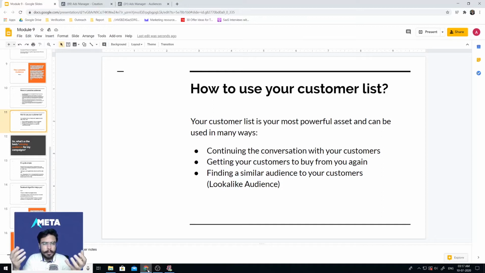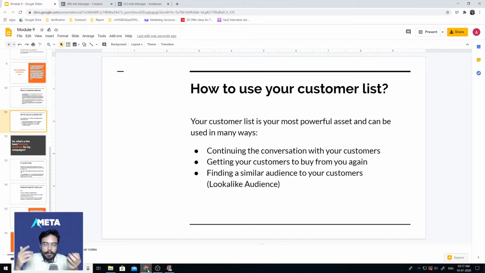Since we spoke about customer lists, email IDs and phone numbers, the database that you can upload on Facebook, where else can you use these customer lists? See, if you run a store, or an offline store, or if for some reason you've got an email database of people who have bought from you, or whatever data you've gotten, what else can you do when you upload it on Facebook?